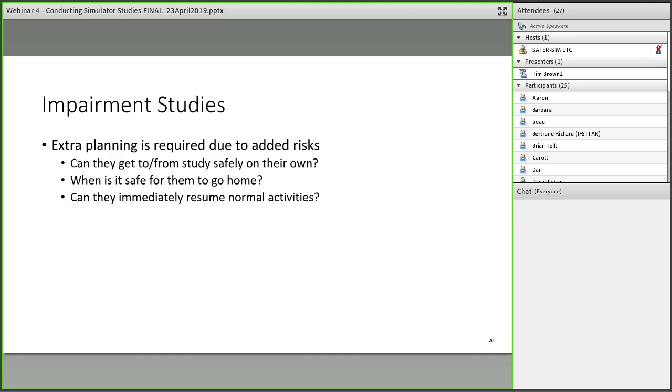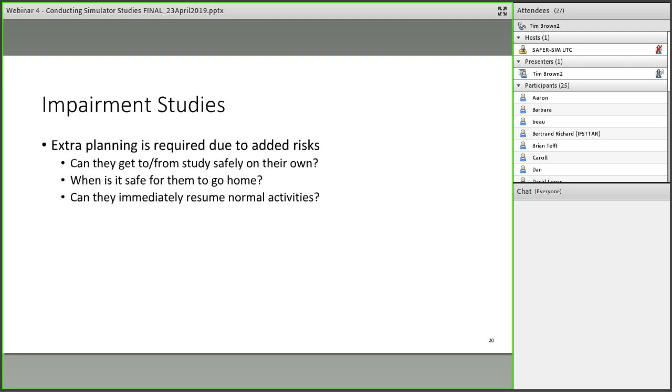Impairment studies. I've thrown this one in. I'm not sure how many of you are doing work on impairment, but I'm just going to throw out a few important things to think about if you're going to move in that direction. There are extra risks for impairment studies, and those need to be considered. Some of the things to think about are, can they get safely to and from the simulator site on their own? Obviously, if we're going to give somebody alcohol or drugs, we don't want them driving themselves home after we've dosed them. And so we need to think about how we can transport them.